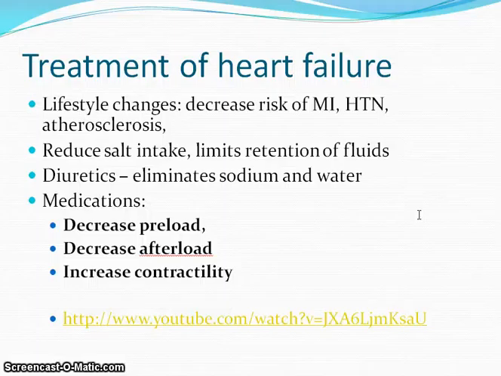They may need to get diuretics to eliminate some extra sodium and water in their circulation. All of our medications are going to be geared at decreasing preload, decreasing afterload, or increasing contractility in order to help their heart to beat more efficiently and to be able to get through circulation.